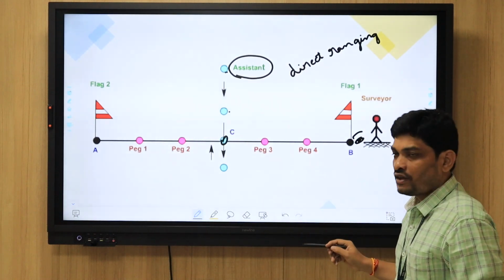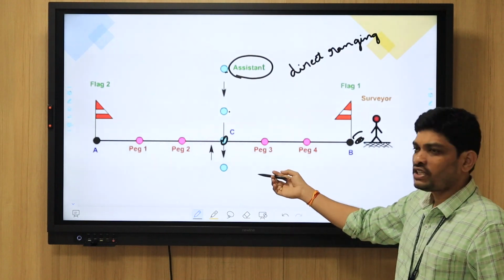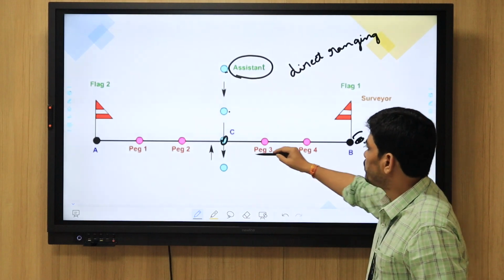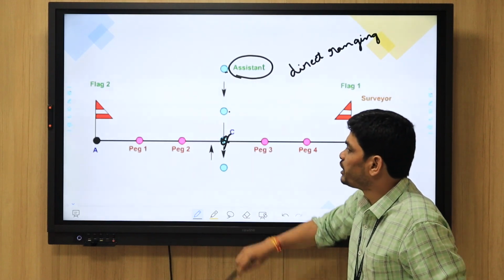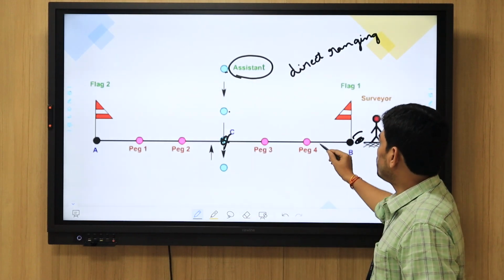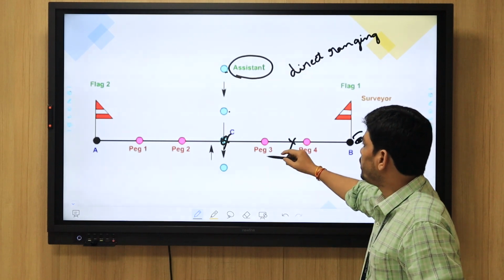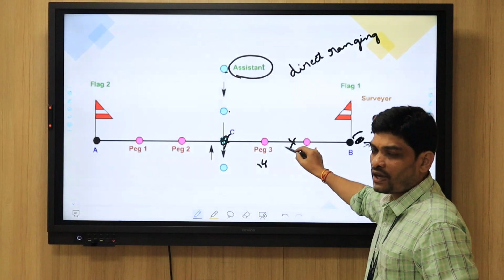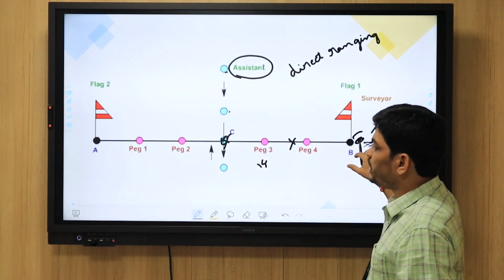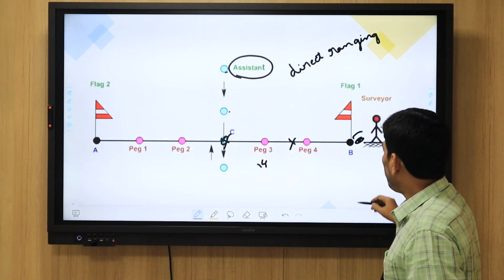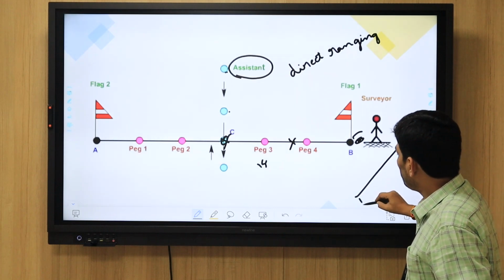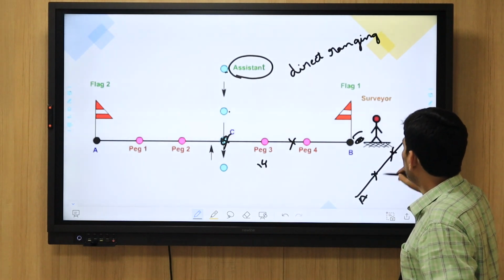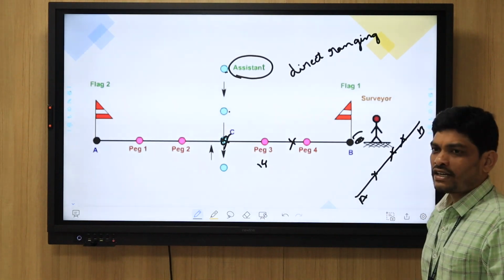If suppose more stations are there, with the help of one chain it is completed. If more, they will keep some arrow here. Next, he will keep one more point after 20 or 15 meters, and keep one arrow here. With that help, the line will be a straight line between A and B with many intermediate points. This is nothing but direct ranging.